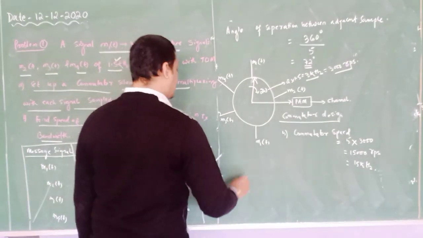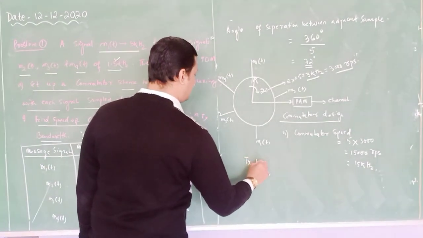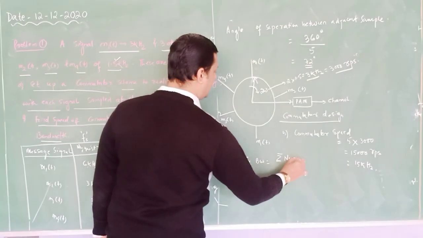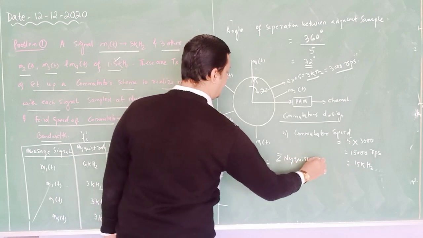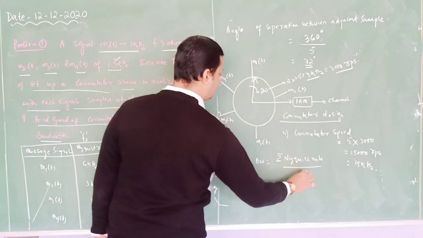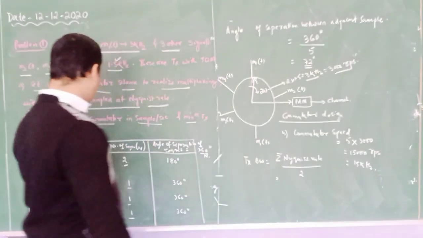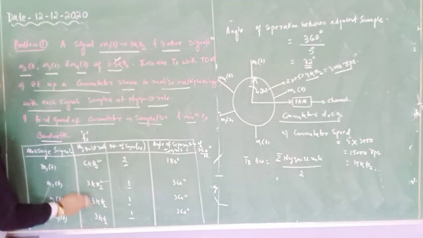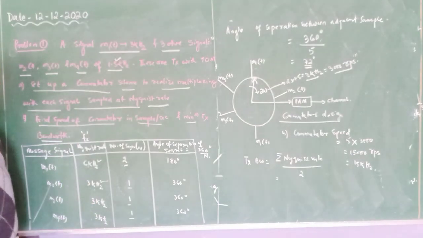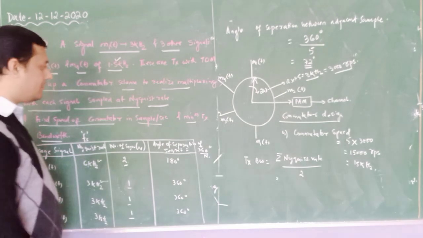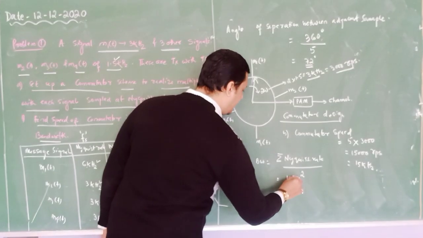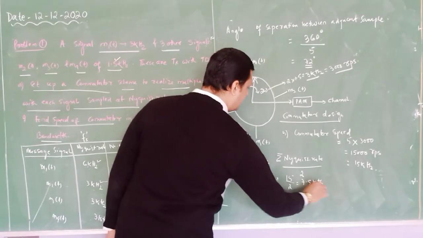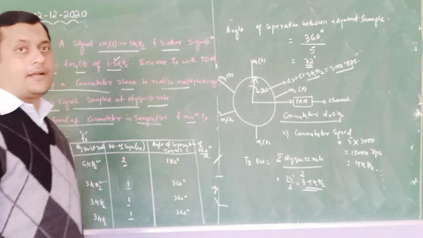Then next, what is the transmission bandwidth? So the minimum transmission bandwidth is the summation of the Nyquist rates divided by 2. Okay, so what is the Nyquist rate? 6 kilohertz plus 3 and 3 and 3. So 3 into 3 is 9, 9 plus 6 is 15. So it is 15 divided by 2, 7.5 kilohertz. So this is the transmission bandwidth.